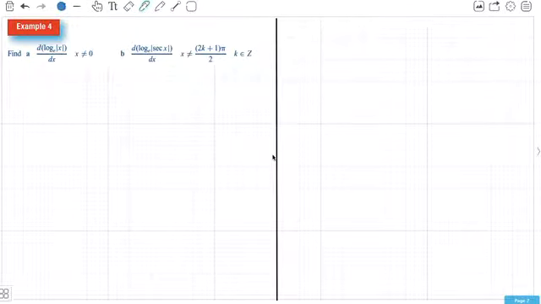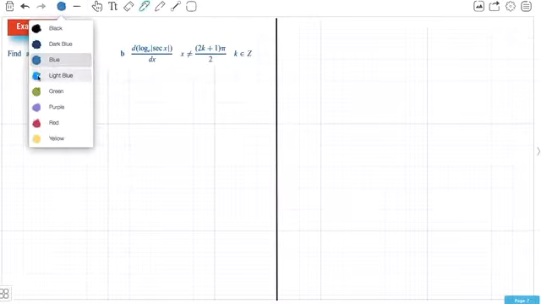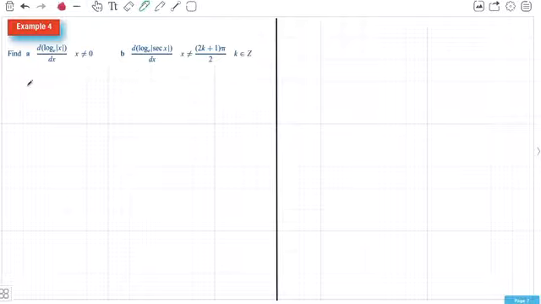The last example in 6a, we need to look at logarithms and differentiating logarithms. Now I'm going to do this slightly differently to your textbook because I want to get the general formula for logs, then we can use that. So the key thing here to know is that the derivative of log of x is equal to 1 over x.